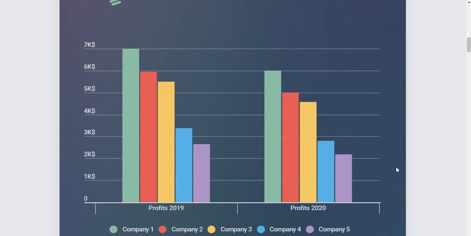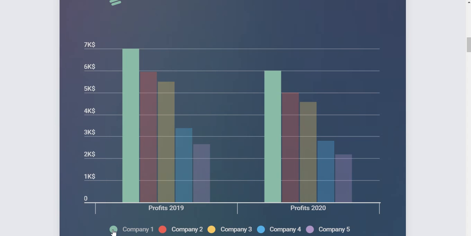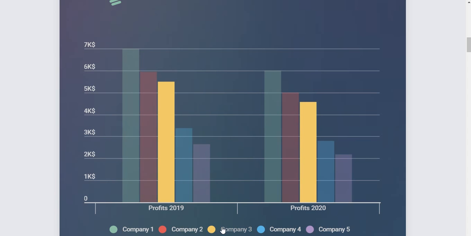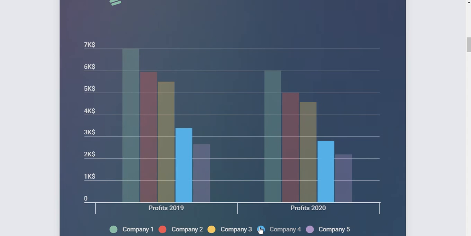This is another example where you have the comparison of the bars. Let's take a look at the graph and try to understand. Here you have the title Profits 2019, and on the right, Profits 2020. As you see, each color represents a company. Color green is company number one. Color red is company number two. Yellow, number three. Light blue, number four. And light purple, number five.